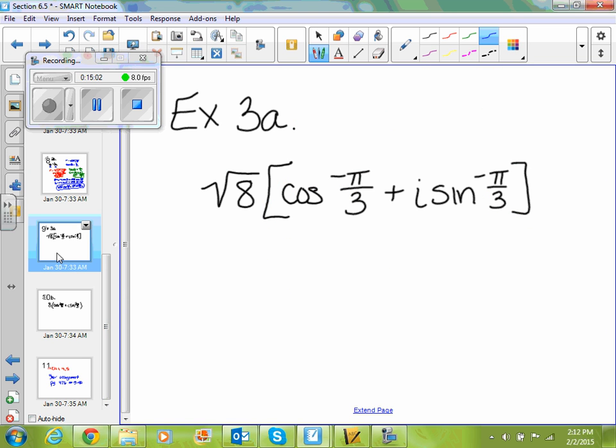Alright, and then the last thing we're going to do is take numbers that are already in trig form and change them back into standard form.